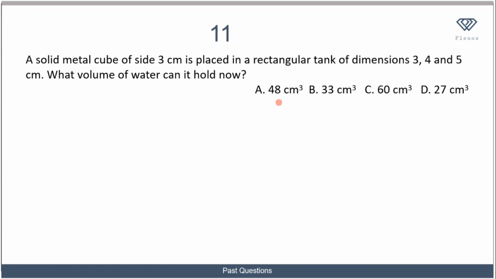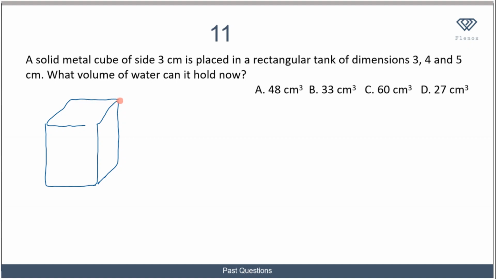Now this is the last question that we are going to be looking at. And we are told that a solid metal cube of 3 cm is placed in a rectangular tank of dimensions 3 by 4 and 5 cm. What volume of water can it hold now? So you have like a container, and I'm going to just try to sketch it out. So you have like a rectangular tank, something like this.